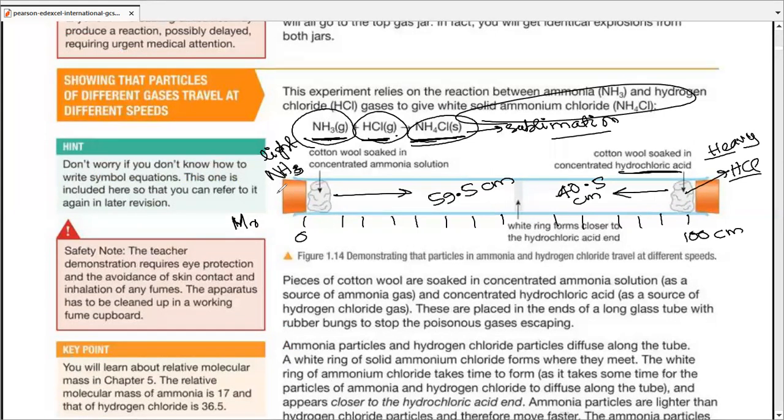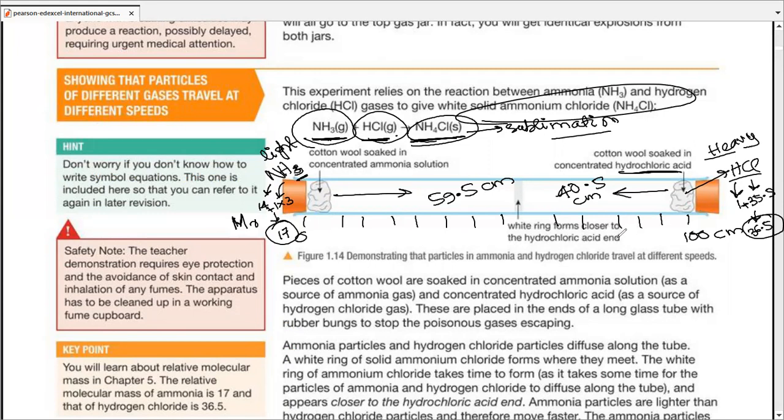If you look at the periodic table, the value for nitrogen is 14. The value for hydrogen is 1, but it has to be multiplied by 3 because there are 3 atoms. The total comes to 17 in this case. If we do the same working from the periodic table, hydrogen is 1 and chlorine turns out to be 35.5. Add them up and the answer comes out to be 36.5. Now, if you look at both of these values, you would find that ammonia is lighter because it has a mass of 17, and hydrogen chloride is heavier because it has a mass of 36.5, which explains the difference in the distance they have traveled.